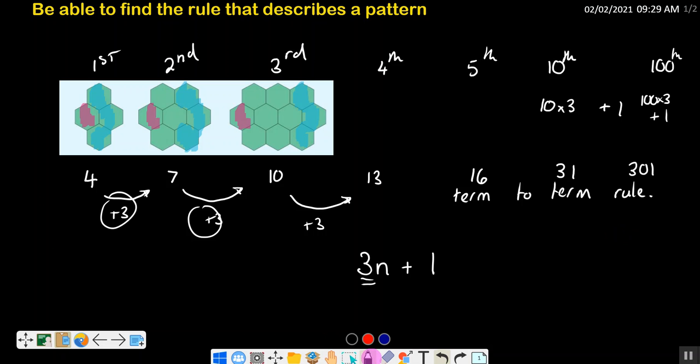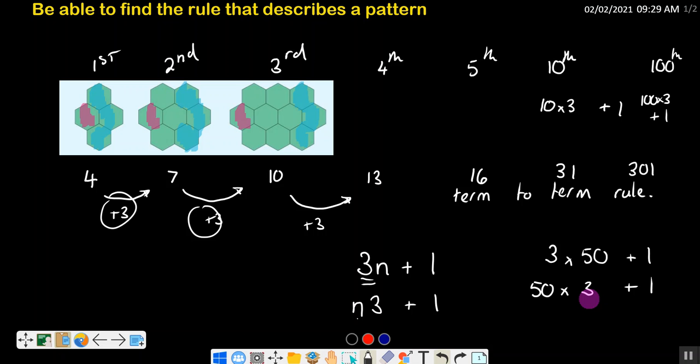But what I'm asking, maybe to make it a bit clearer, could it be n3 plus 1? Would that mean the same thing? What do you think? No, it wouldn't, because you have to do the order of operations. Okay. But let's say, what's the 50th term? So we do 3 multiplied by 50 plus 1, or we do 50 lots of 3 plus 1. Which one makes more sense?